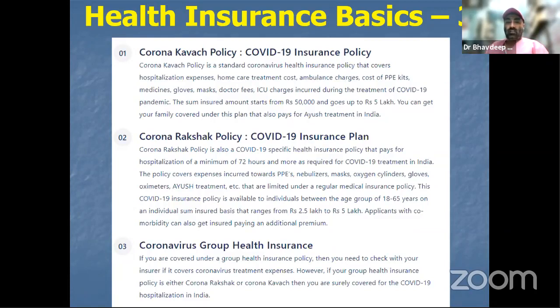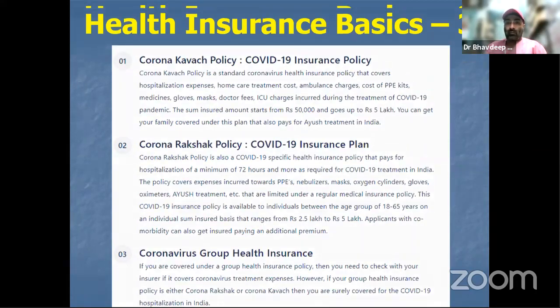Corona Rakshak was a similar plan. It pays for a hospitalization of minimum 72 hours and covers nebulizers, oxygen cylinders, oximeters, ICU treatment, and all those things as well. So the coverage is from 2.5 to 5 lakhs. Even the comorbidity guys can get a policy by paying a little bit extra premium. Then the employers were actually required to take a coronavirus group health insurance policy as well for their organizations, and many did opt for the same.